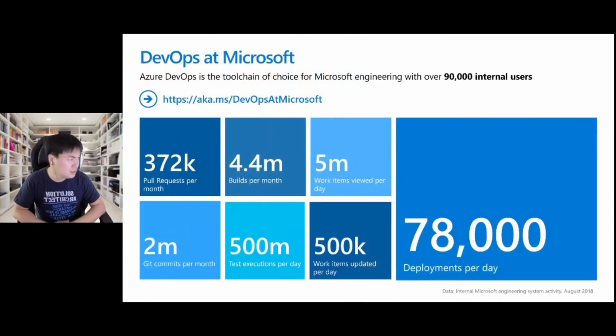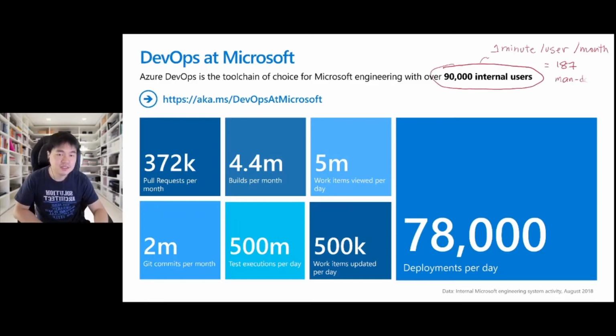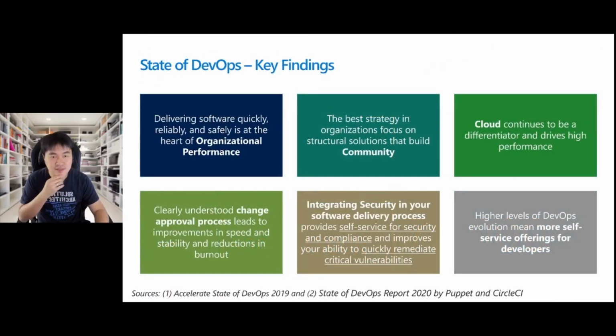Okay. Now in Microsoft, we had our fair share of transforming our company from waterfall to agile and to DevOps as well. Just a quick number. This is just one of the motivations. There are many motivations, but one of them was, for example, back in 2018, we had 90,000 users. If we could just save a minute a user per month, just imagine how many man days, or actually, I should change this slide to effort days, that we can save in a year, about 187 of them. So that's just one of the main motivations.